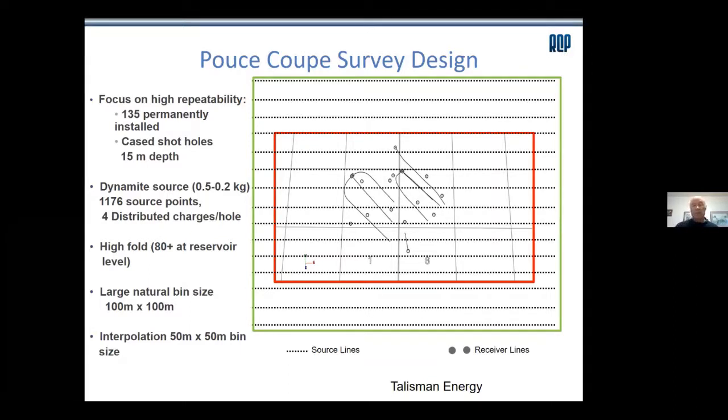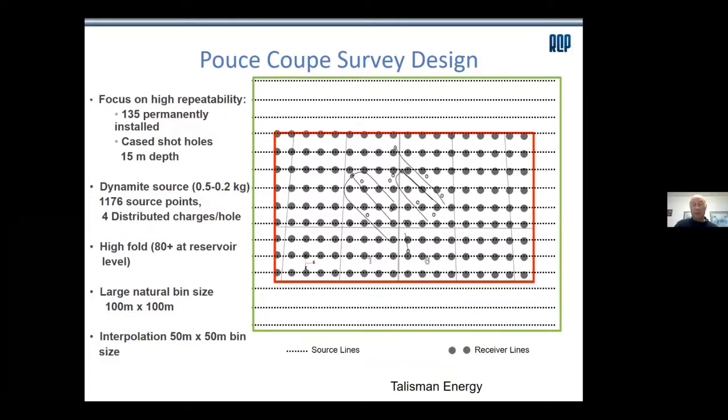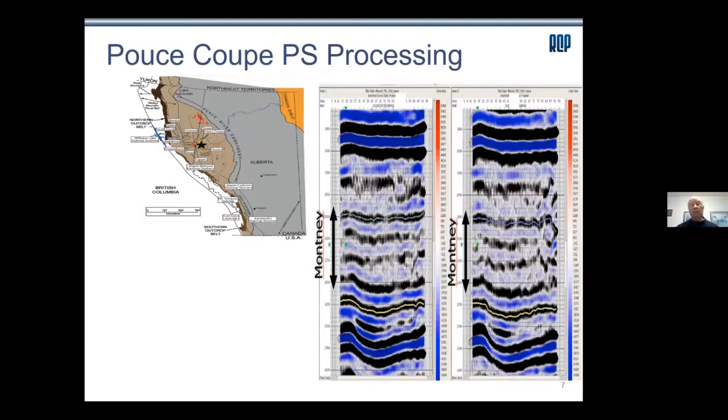So these are our source lines across the area, and this is a fairly small area. And these are our receiver holes that were dug into the subsurface. And the location of the survey is in northwest Alberta, in the vicinity of a field called Pouce Coupe. And this is a reservoir called the Montney.